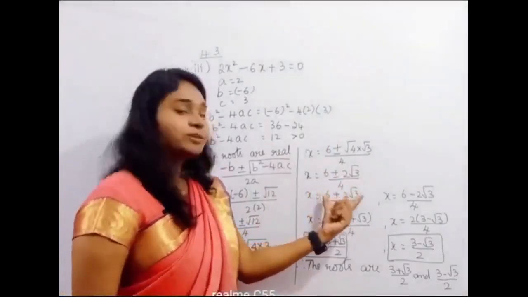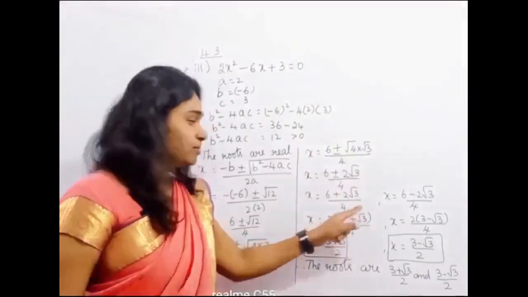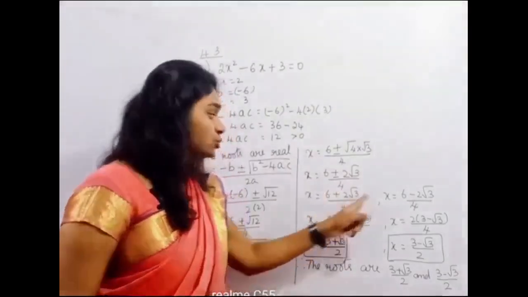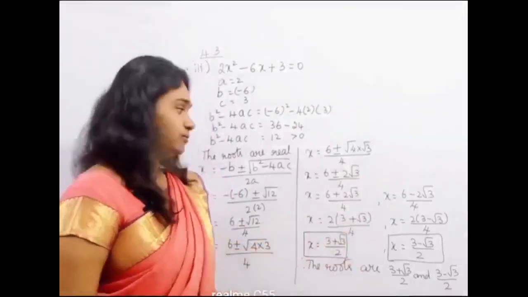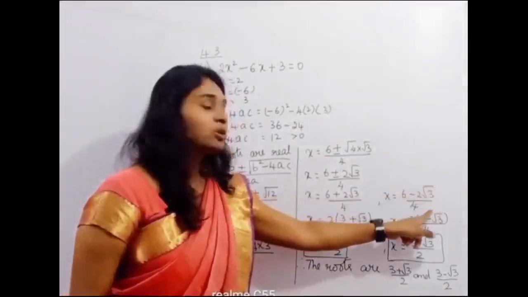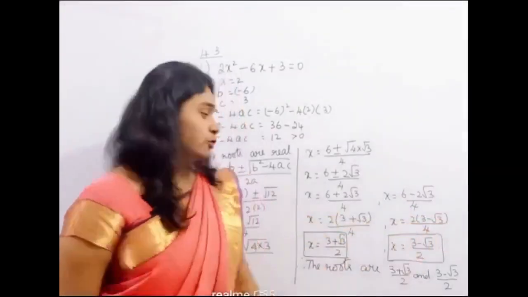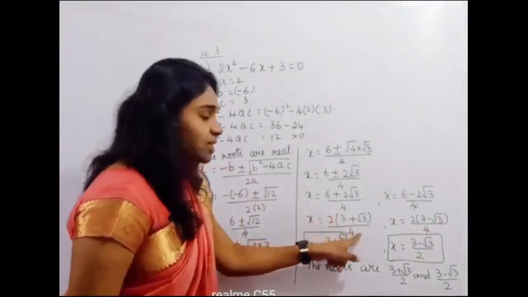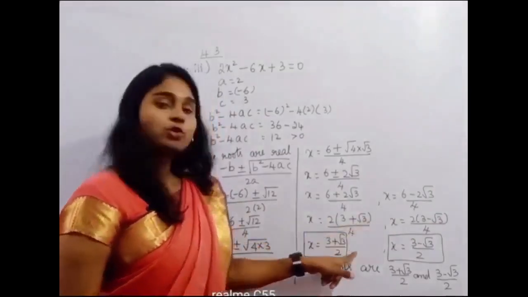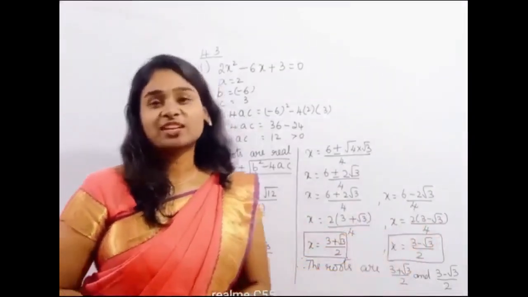Now if you see in the numerator, 2 is common. So when I take 2 out, 2 into 3 plus root 3, because 2 into 3 gives me 6 plus 2 into root 3 gives me 2 root 3, divided by 4. And here 6 minus 2 root 3 upon 4. When I take 2 out common, 2 into 3 minus root 3 upon 4. So here 2 one time and 2 two times. Now x is equal to 3 plus root 3 upon 2 and x is equal to 3 minus root 3 upon 2 are the roots of the given quadratic equation.